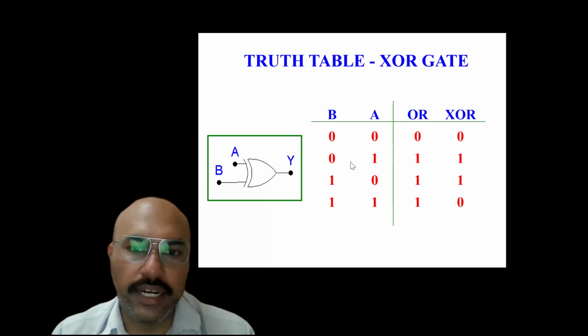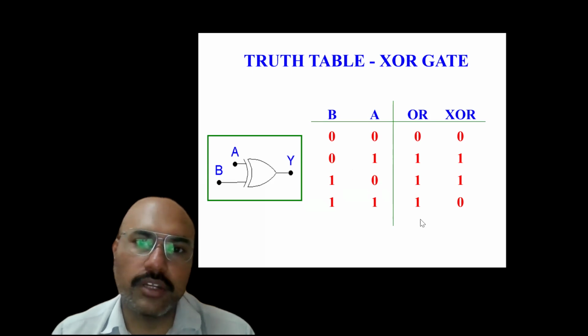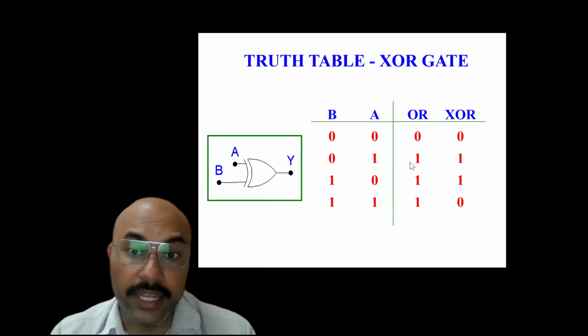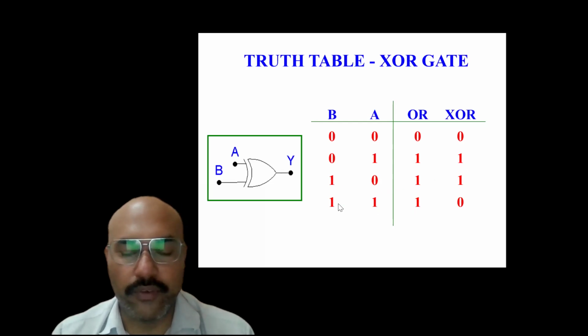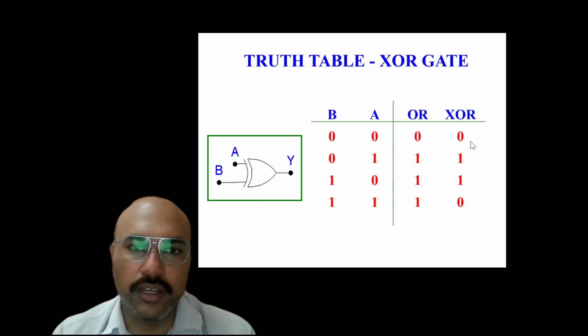In the OR gate, we were getting output high when any or all inputs are high. But in this case, any one of the inputs should be high. If all of the inputs are high, then your output will be 0. If all of the inputs are low, then your output will be 0. Any one of the inputs should be high, then you will get the high output.